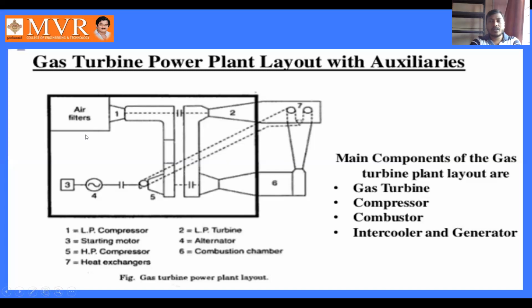Once again, I will explain the gas turbine power plant layout. The air coming from the atmosphere enters into the low pressure compressor for the compression process.